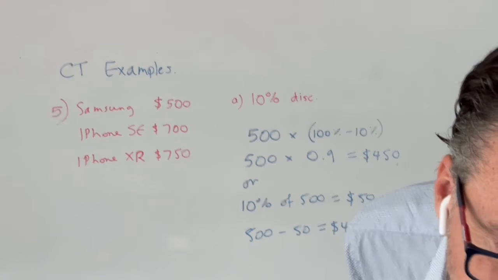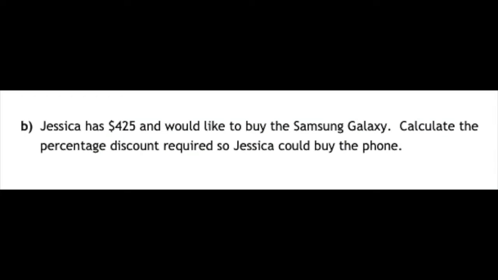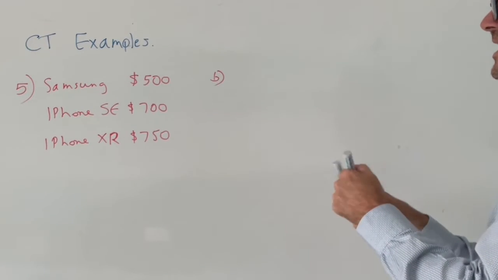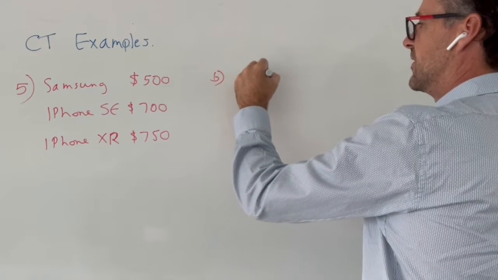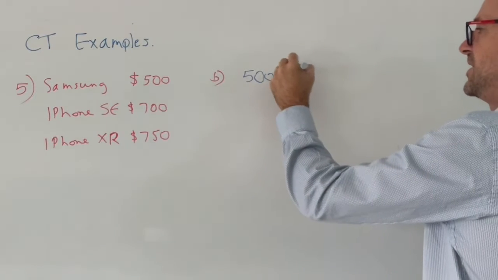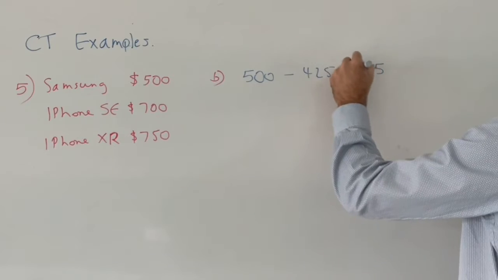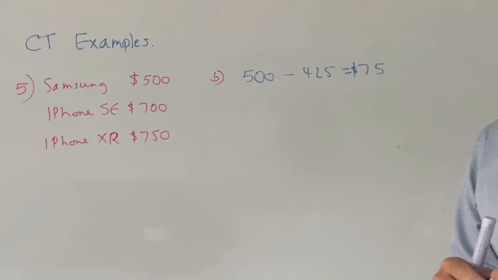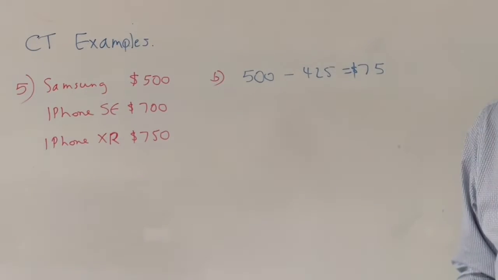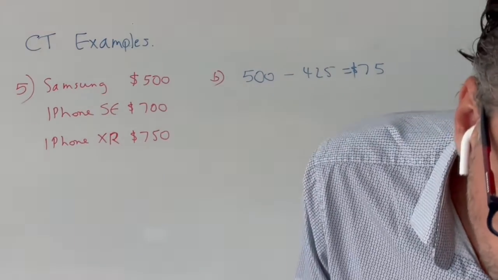Okay, so part B of this question. Jessica has $425 and would like to buy the Samsung Galaxy. Calculate the percentage discount required so Jessica could buy the phone. So what they're saying here is if the phone's worth $500 and she can only spend $425, then she needs to get a $75 discount, and we're going to find out what percentage that is of the original price.